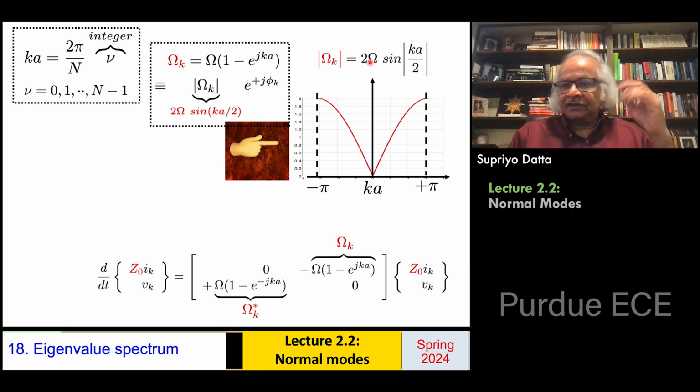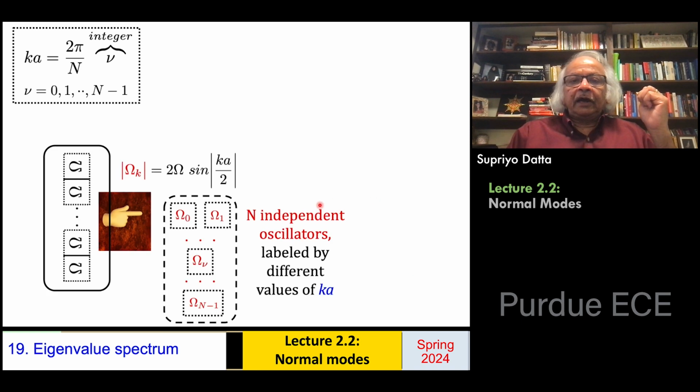And that omega k is given by 2 omega sine Ka over 2. And that's what I've plotted here. Okay. Now, so that kind of puts on a quantitative basis what we had said before, that when you have a string of n oscillators like this, you have a wave system, but you can think of it as n independent oscillators, each labeled by a different value of k.